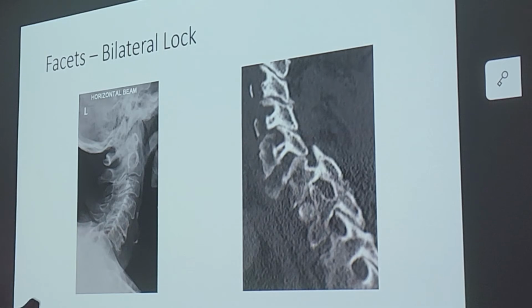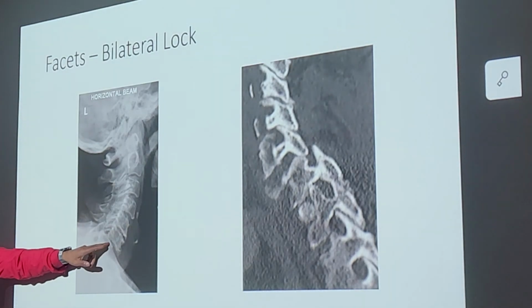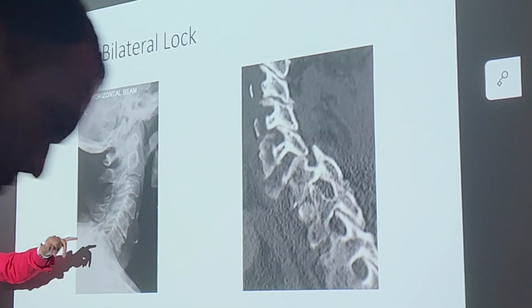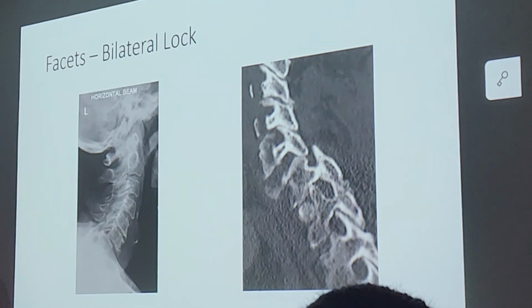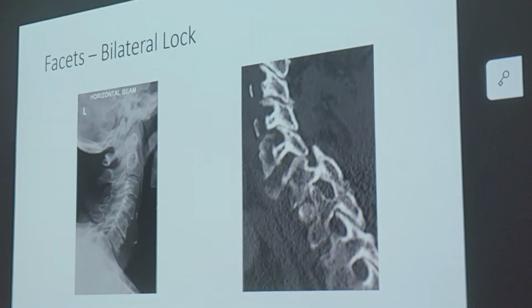So for example, you see how this location is right here, and this is C7, and this is C6. So you said the bilateral lock is within C6 and C7. That's very important to how to arrange those numbers. Start with the top one and then the bottom one.